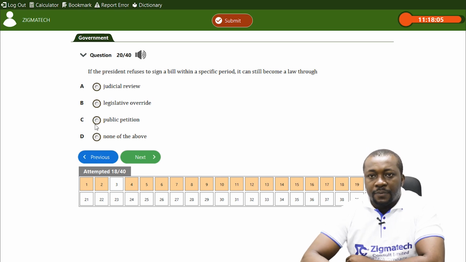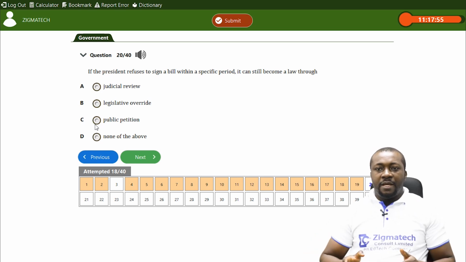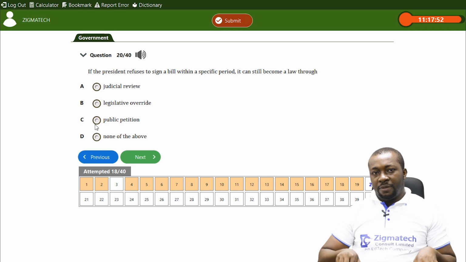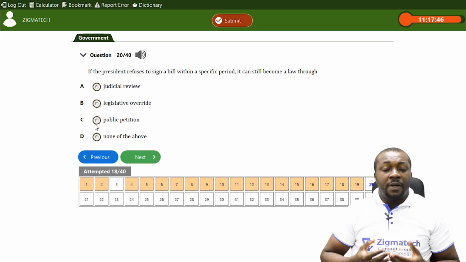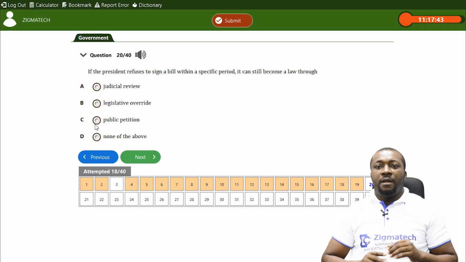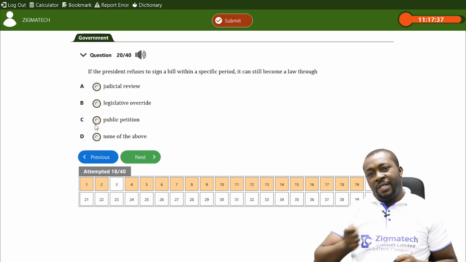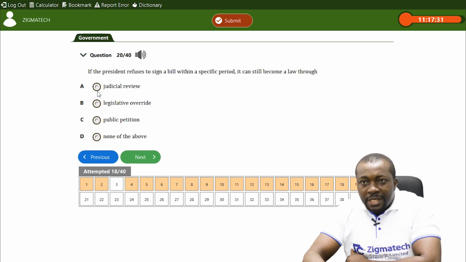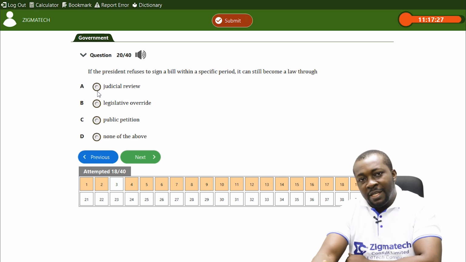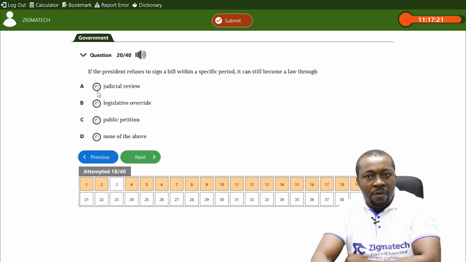Question 26. If the president refuses to sign a bill within a specific period, it can become a law through what? Meaning, if the president exercises his veto power, that is, refuses to sign a bill, are there ways this bill can become a law without his assent? Is it judicial review? No. The judiciary can't rule that a bill passed by the legislature becomes a law without the chief executive's assent. No.